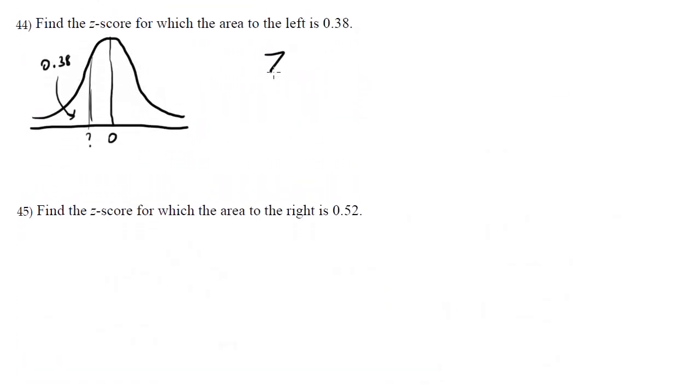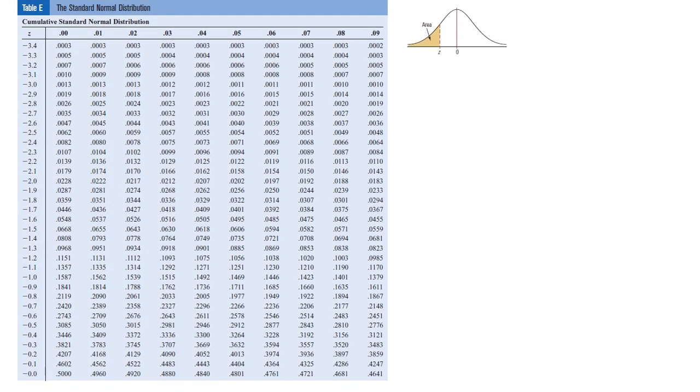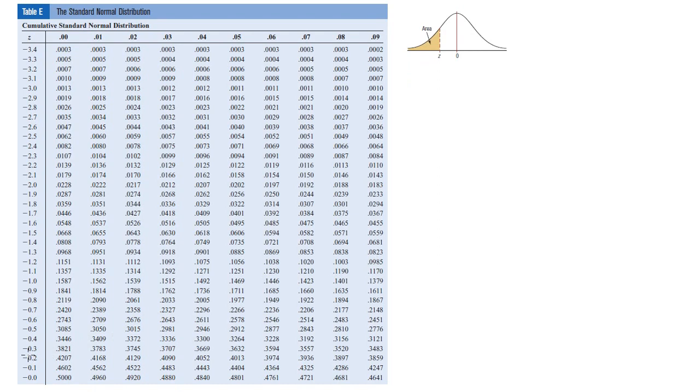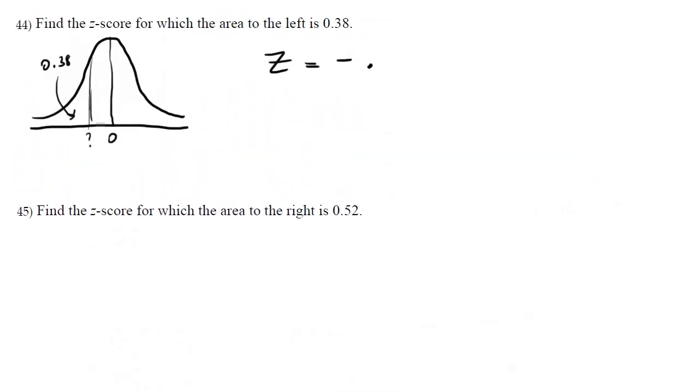So that z equals negative point... What do we say? I forget. Negative 0.31, we can say. Somewhere close to that. It might round up to that. Negative 0.31. It's my z-value.